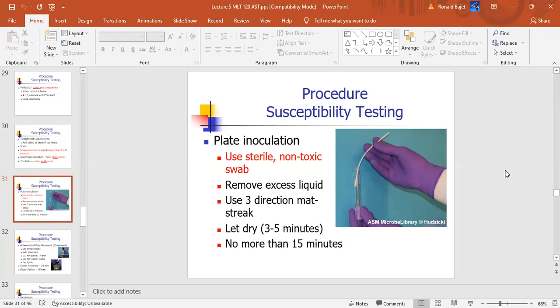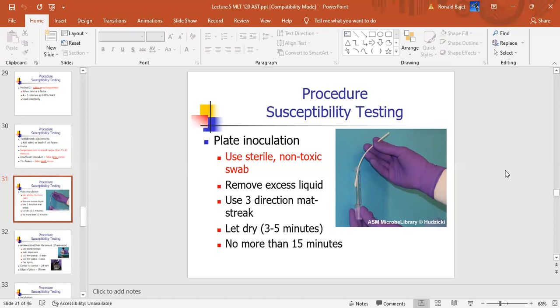Susceptibility testing: use a sterile non-toxic swab to remove excess liquid from your suspension and use the 3-direction mat streak. I like to do 4. Again, you start at the top and streak, like coloring the plate with a crayon, turn it about 30 degrees, streak it again from top to bottom, left and right, and then turn it again. According to this procedure, 3 times from top to bottom, just go 2/3 down the plate.